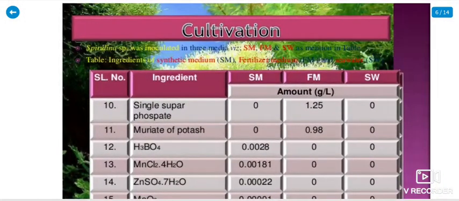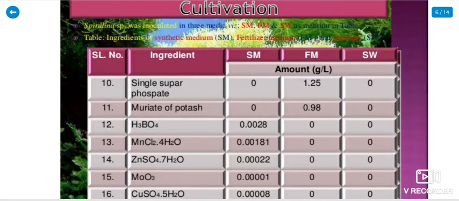Another cultivation method has its composition shown in this slide. The spirulina species was inoculated in three media: SM, FM and SW. Number 1 is SM, that means synthetic medium. Number 2 is fertilized medium, and number 3 is seawater medium.